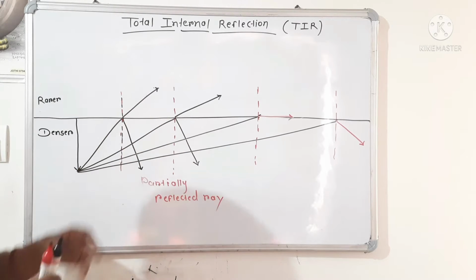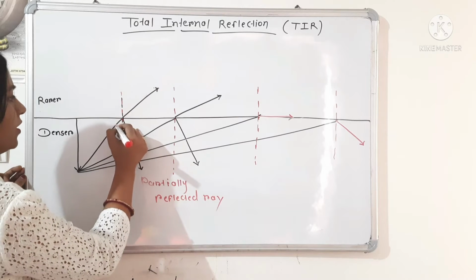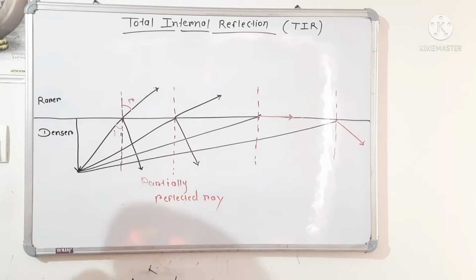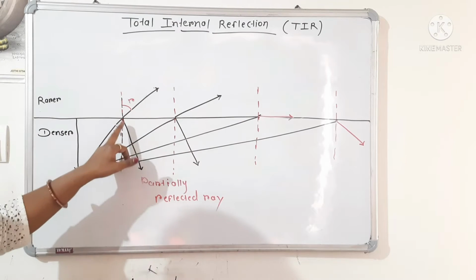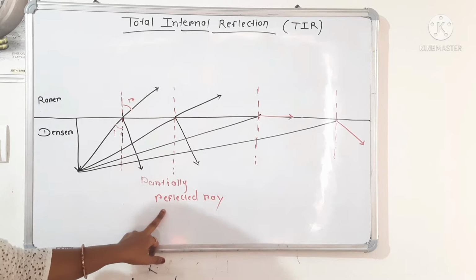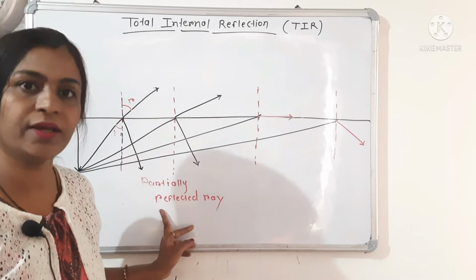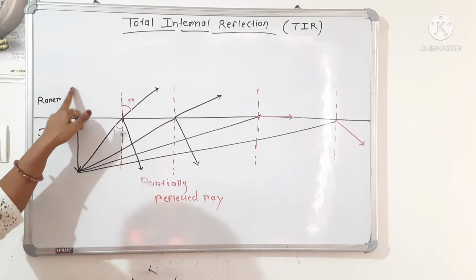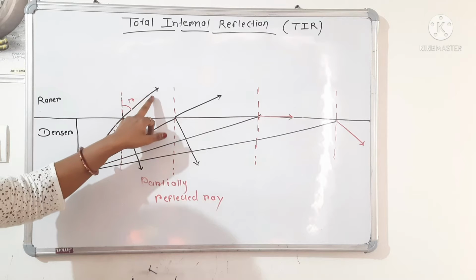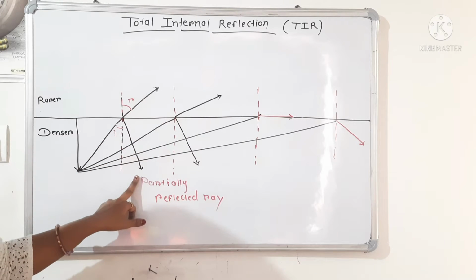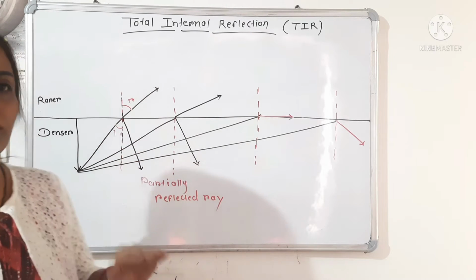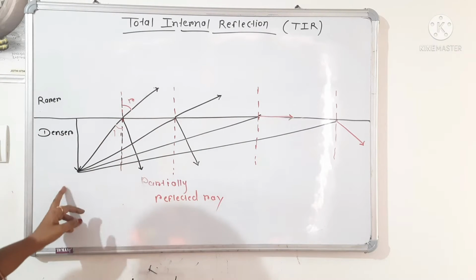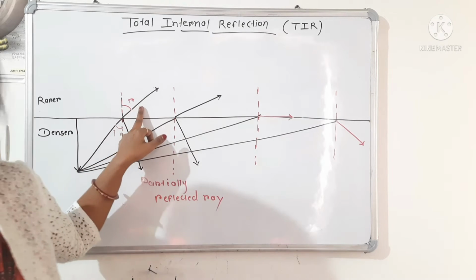Again, this is our incident angle. This is our refracted angle. And this is the partially reflected ray. In this case, light rays move from denser to rarer medium. Here are two media, denser and rarer. When light rays move from denser to rarer, the incident ray is partially reflected and partially refracted. Some part of the ray is refracted and some part is reflected. And this refracted ray moves away from the normal.